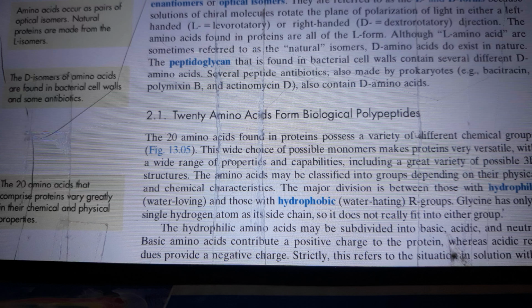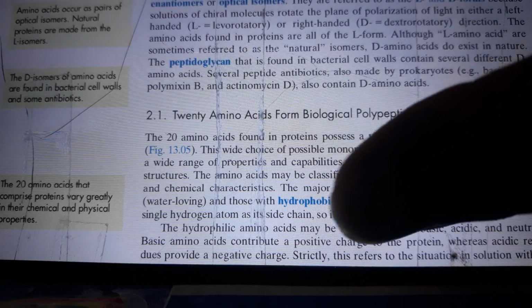Solutions rotate the planar polarization of light in either a left-handed, L-levorotatory, or right-handed, dextrorotatory, direction. The amino acids found in proteins are all of the L form, and L amino acids are sometimes referred to as the natural isomers. D amino acids do exist in nature. The peptidoglycan that is found in bacterial cell walls contains several different D amino acids. Several peptide antibiotics also made by prokaryotes, for example bacitracin, polymyxin B, and actinomycin D, also contain D amino acids. The D isomers of amino acids are found in bacterial cell walls and some antibiotics.